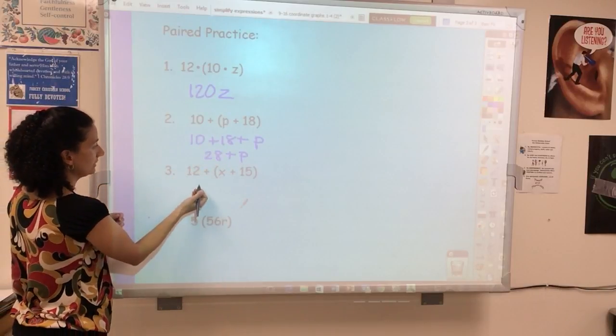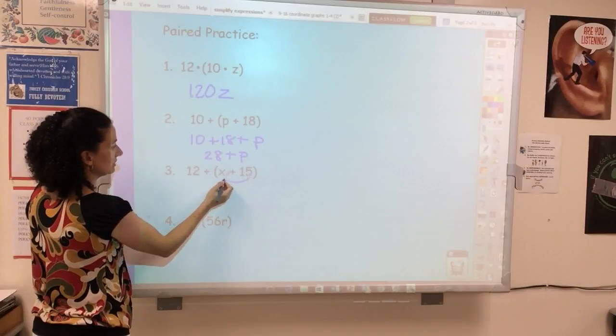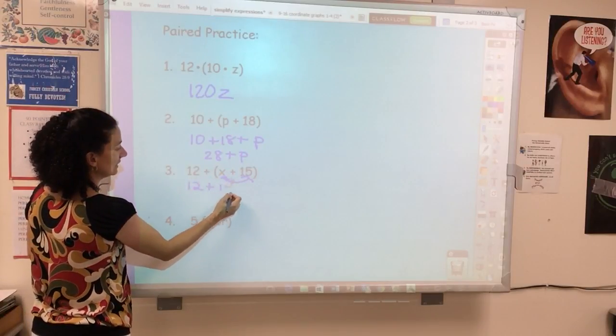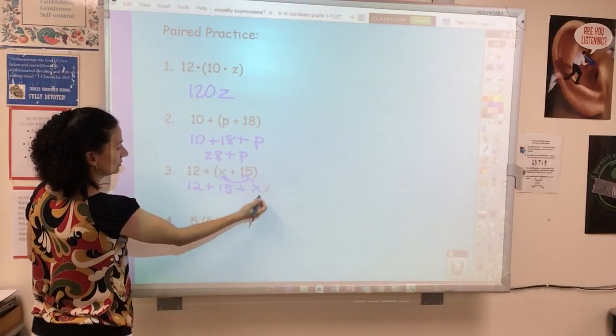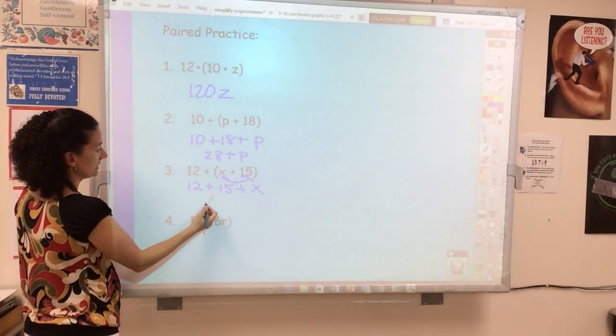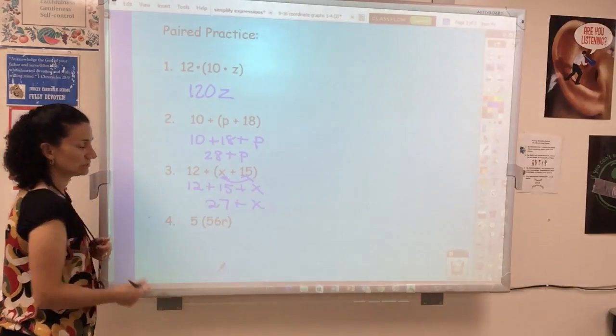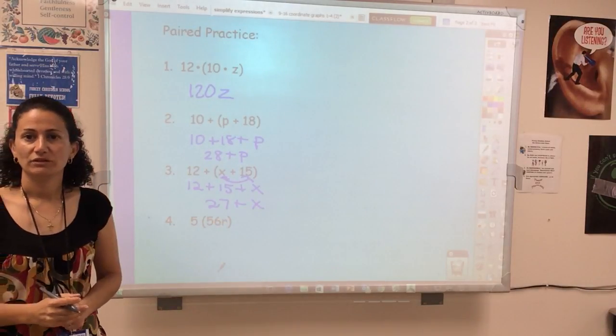Right? This one, again, I can move the numbers around. If I just switch the x and the 15, 12 and 15 together, because those are like terms, they're regular constant numbers, and that could be 27 plus x. How you do so far? Hopefully you got those three right.